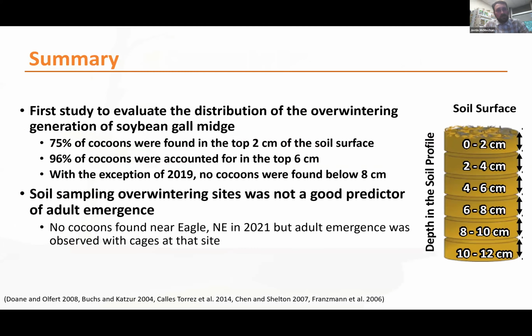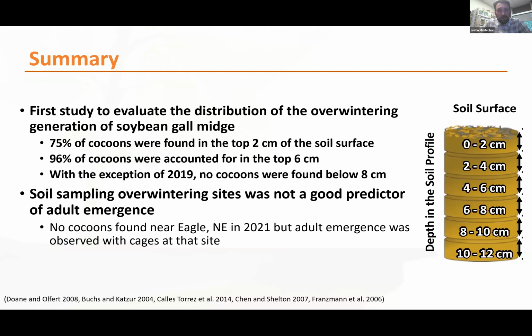So to summarize this study, it's a quick one, but an impactful one. It's the first study to evaluate the distribution of the overwintering generation of soybean gall midge in the soil profile. 75% of cocoons were found in the top 2 centimeters of the soil surface. 96% were accounted for in the top 6 centimeters. And with the exception of 2019, we really didn't detect any cocoons below 8 centimeters. Soil sampling for overwintering sites really wasn't a good predictor.